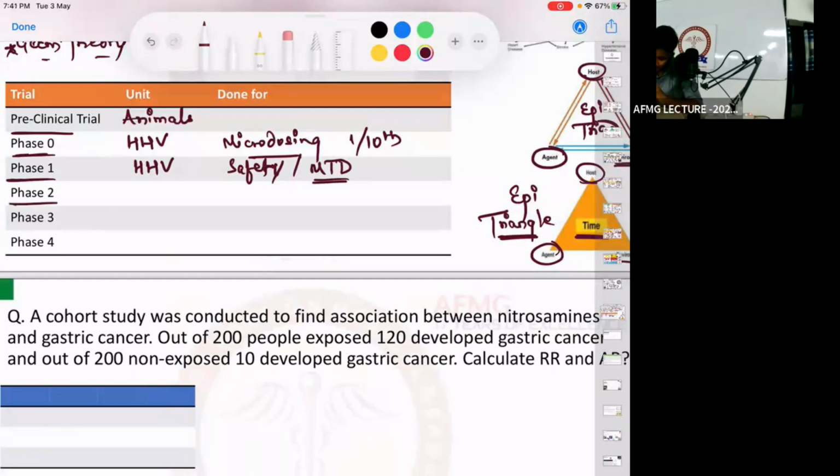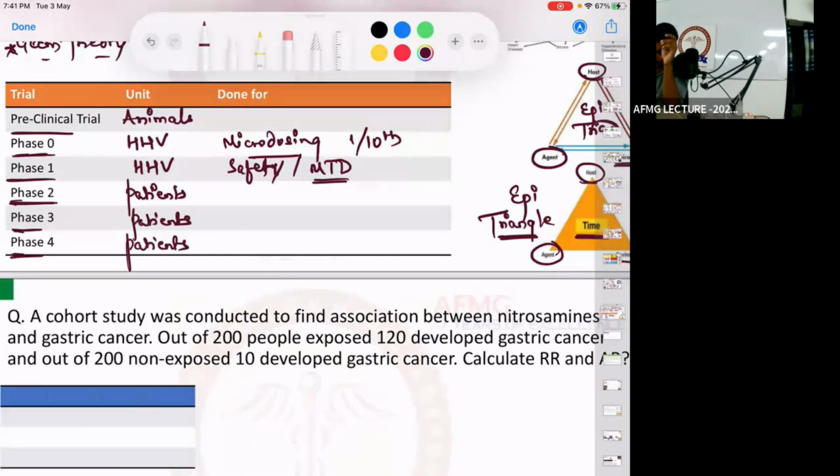Phase 2 is the first phase where we take patients, 20 to 200 usually. And in phase 3 and phase 4 also. In phase 3 it can go from 5,000 to 50,000; 500 to 5,000 is the usual thing. And phase 4 is patients. Okay again, phase 2 onwards we will take patients. So which is the first phase where we will take patients?